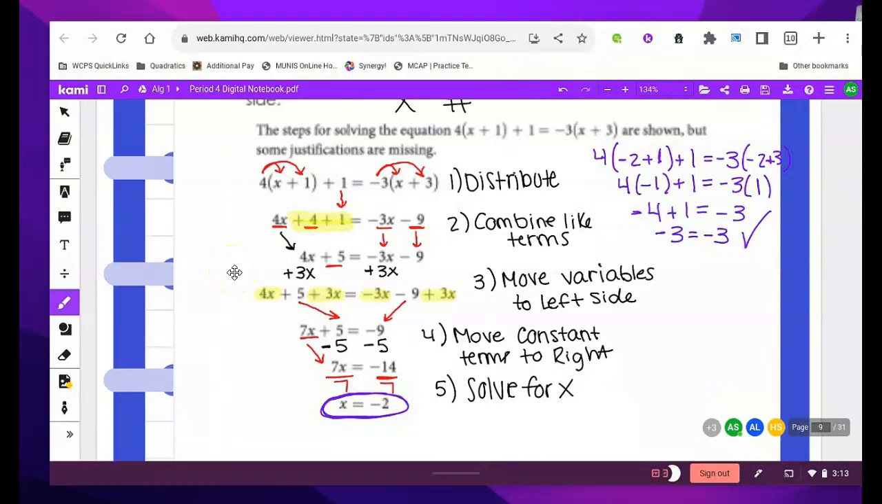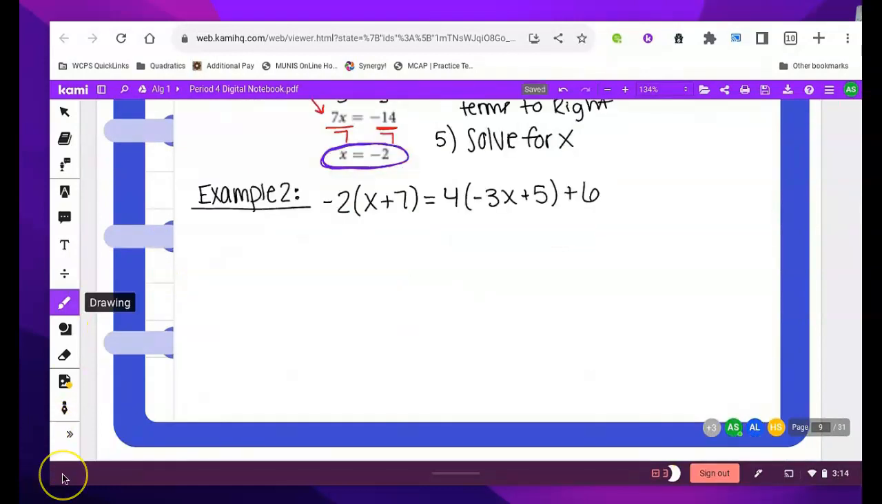So if you need to pause the video and get caught up, go ahead and do that now because we're about to look at one more example. Okay, let's go ahead and look at the next example.